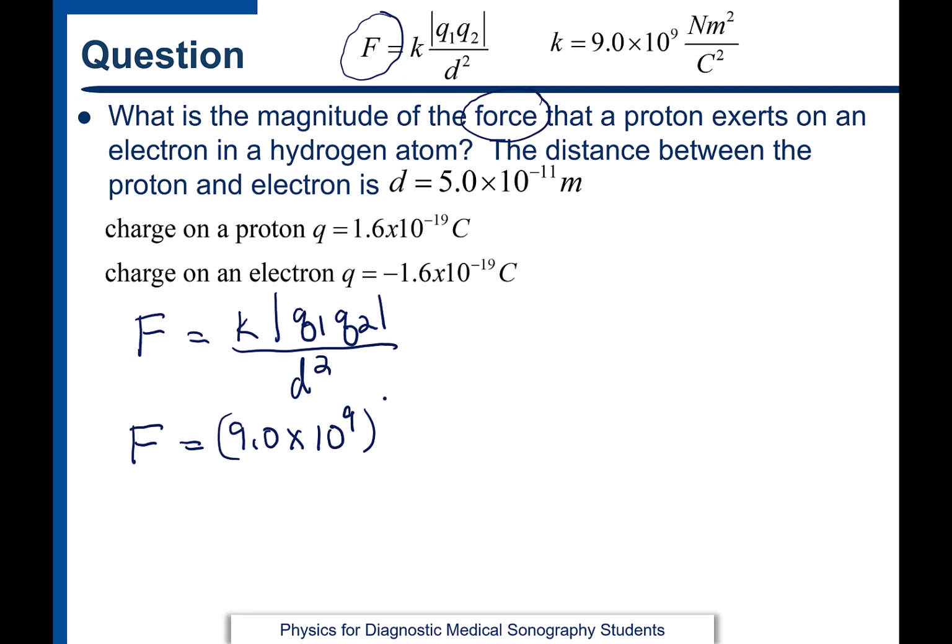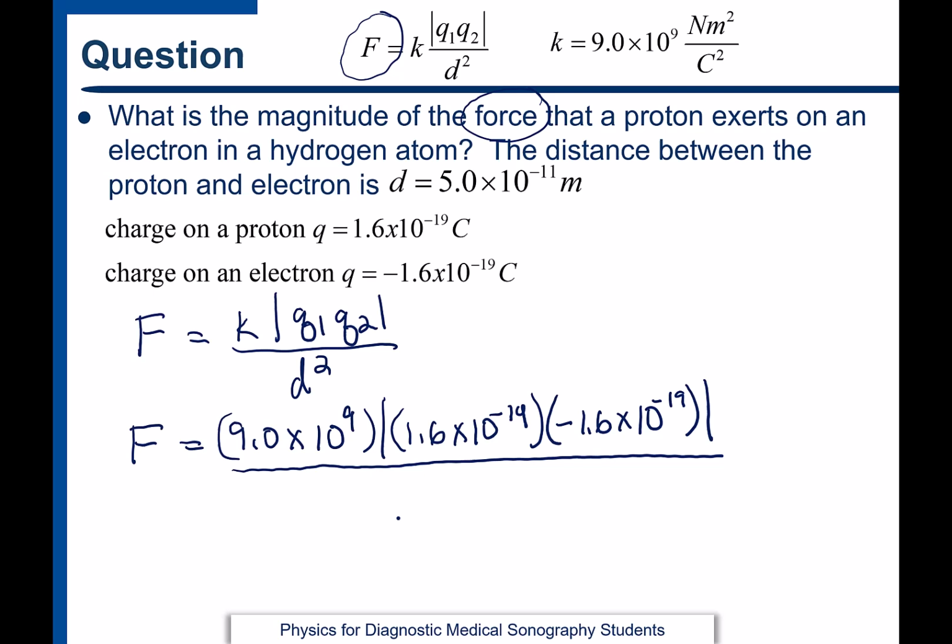And now we want the absolute value of 1.6 times 10 to the negative 19th times negative 1.6 times 10 to the negative 19th. And again, that absolute value basically just says ignore the minus sign and treat those both as positive. And then we're going to divide by the distance, which is 5 times 10 to the negative 11th. And one common mistake students always forget is to square that.